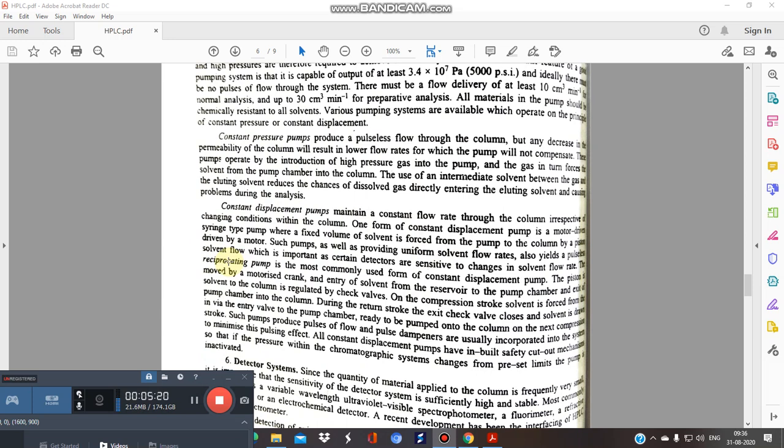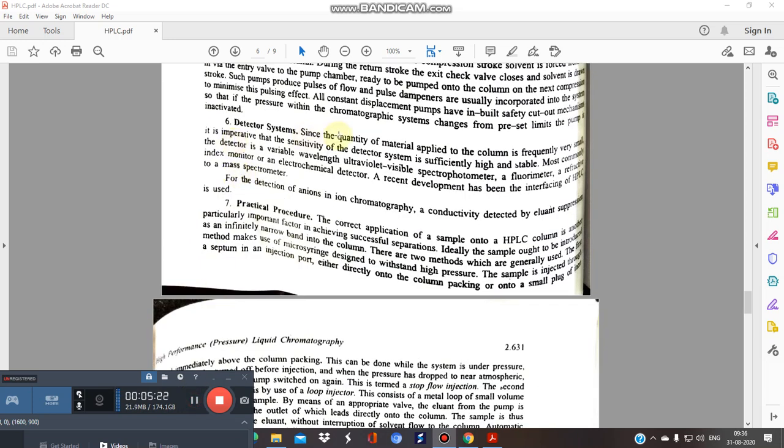We have covered this in the previous videos. For the detector system, we have used different types of detectors like UV, that is the ultraviolet-visible spectrophotometer, a fluorimeter, and the RI detector, that is the refractive index detector, which is very common. An electrochemical detector is also used in HPLC.